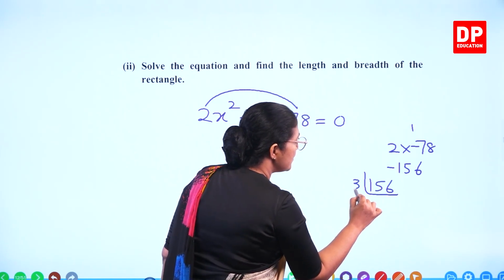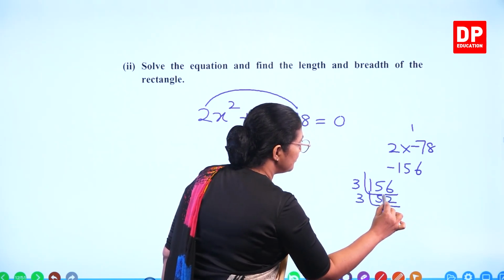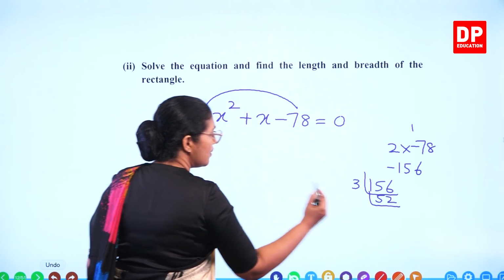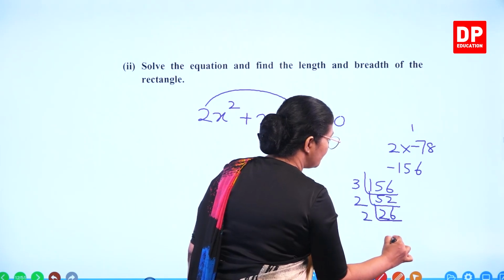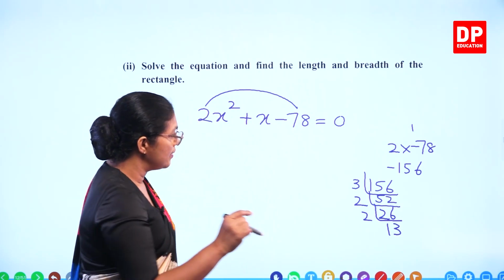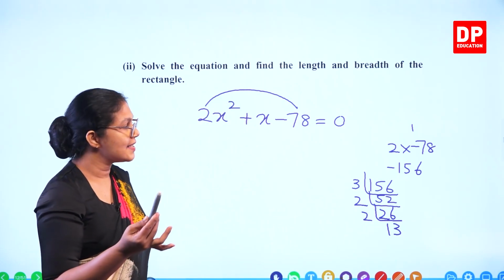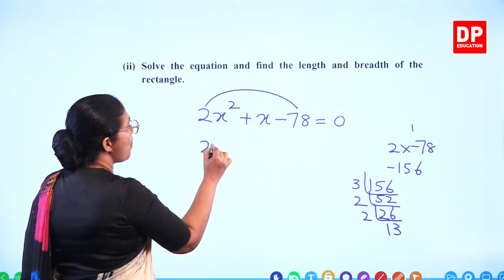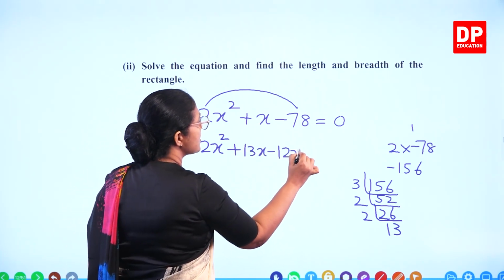Divide by 3. Divide by 3 again. No, you can't divide by 3 there. Divide by 2. Divide by 2. So check. You need to get plus 1. 3 times 2, 6. 6 times 2, 12. 12 and 13 is minus 156. So those are the factors. So you can split the middle term into plus 13x and minus 12x.